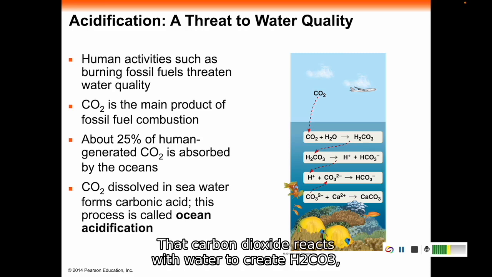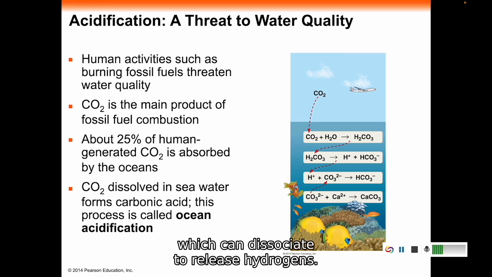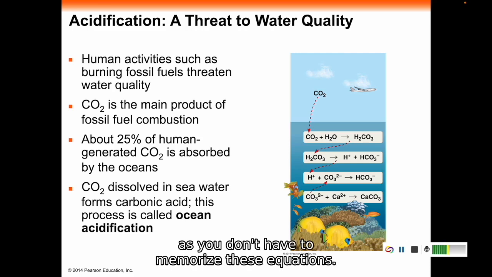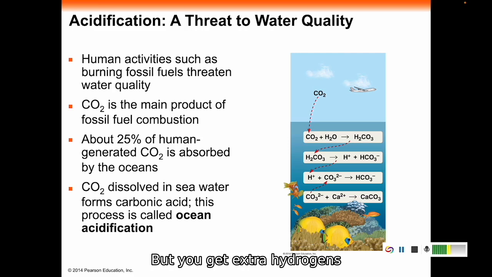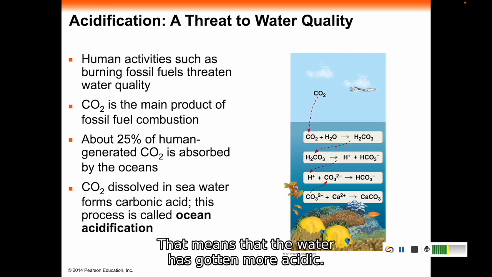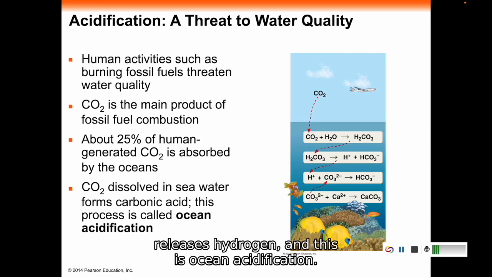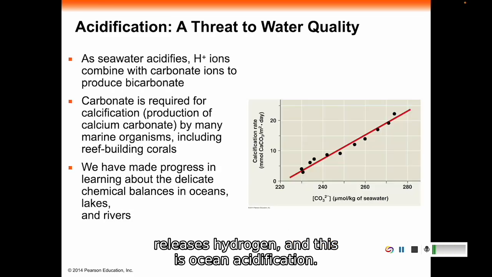That carbon dioxide reacts with water to create H2CO3, which can dissociate to release hydrogens and HCO3 minus. You don't have to memorize these equations, but you get extra hydrogens being released into the water. That means that the water has gotten more acidic. Carbon dioxide dissolved in seawater forms carbonic acid, releasing hydrogen, and this is ocean acidification.